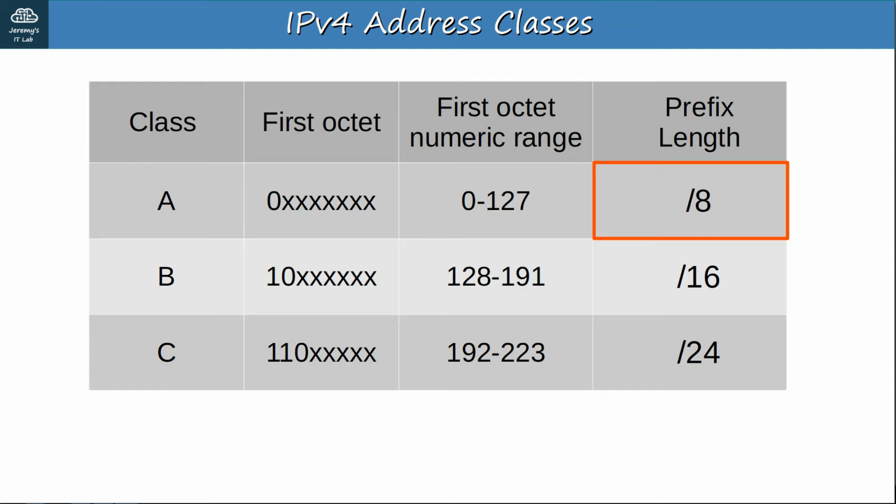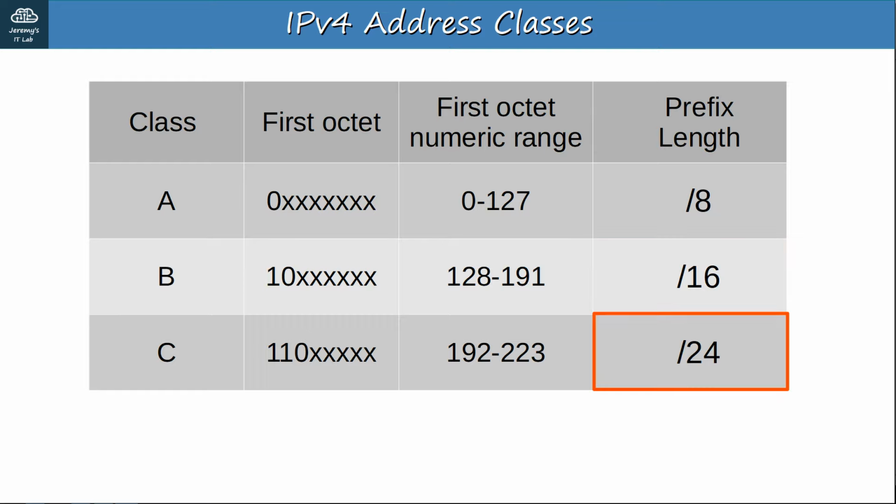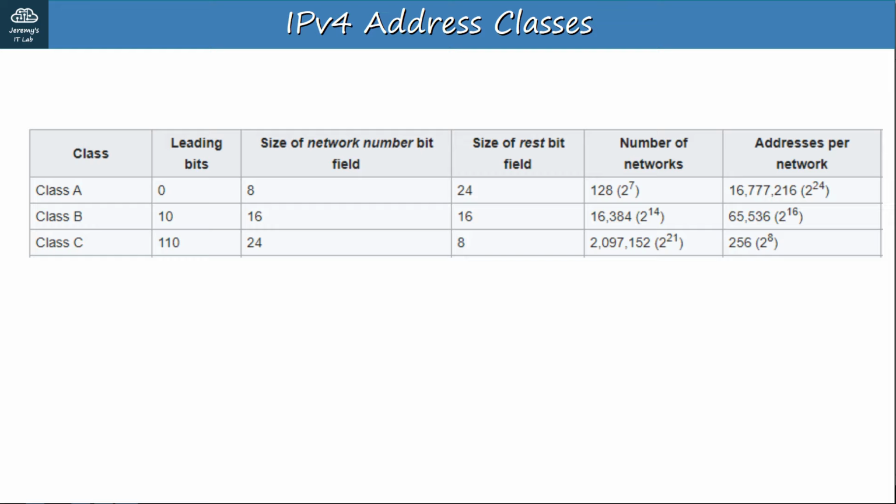Class A addresses have a /8 prefix length, meaning the first octet identifies the network, and the other 3 octets are used for individual hosts within the network. Class B addresses have a /16 prefix length, so the first 2 octets identify the network, and the last 2 octets identify individual hosts within that network. Class C addresses have a prefix length of /24, so the first 3 octets are used to identify the network, and only the last octet is used to identify individual hosts within that network. The different prefix lengths give different characteristics to these classes.